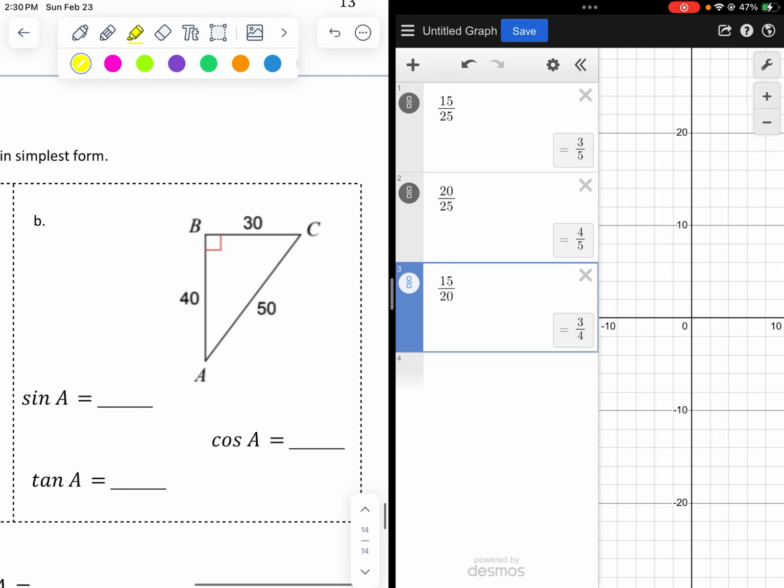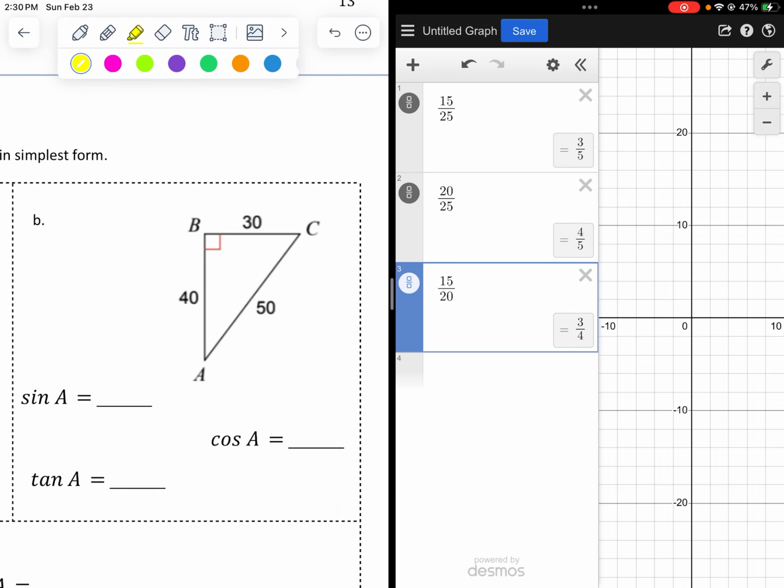Part B, looks like we have sine of A, cosine of A, tangent of A. Here's my angle A. Let's label it first. So my opposite side is 30, my adjacent side is 40, and my hypotenuse is 50. Sine is opposite over hypotenuse, cosine adjacent over hypotenuse, tangent opposite over adjacent. Okay, let's dive into it.